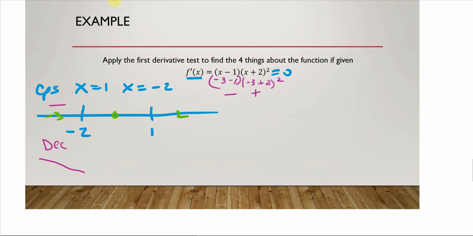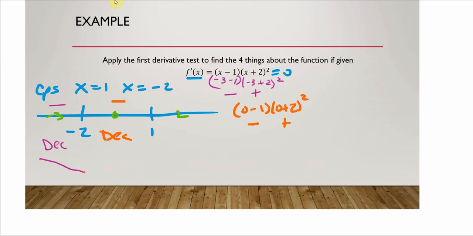So now the next one is I'm going to plug in a 0. So what happens when I plug in a 0? I'm going to get 0 minus 1, and then 0 plus 2 squared. That's going to give me negative. That's going to give me positive. So when I multiply them, I'm still going to get negative. So it's still going to decrease.